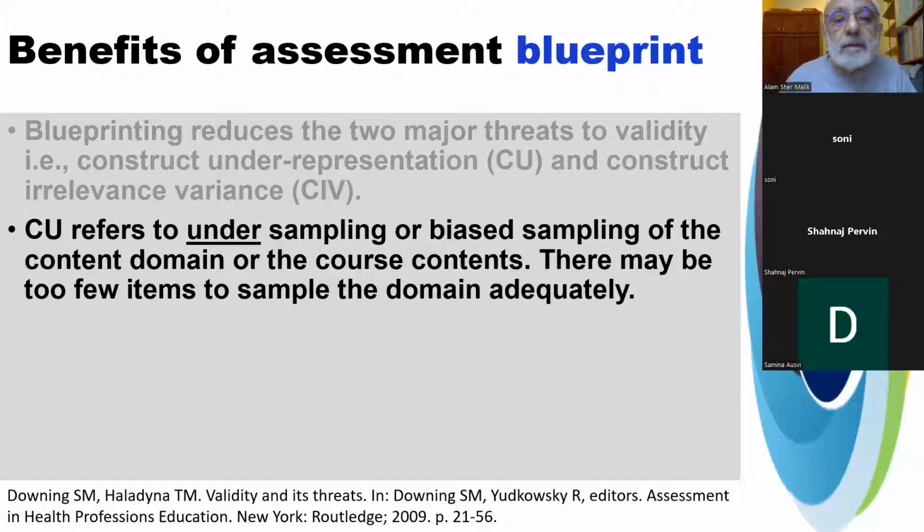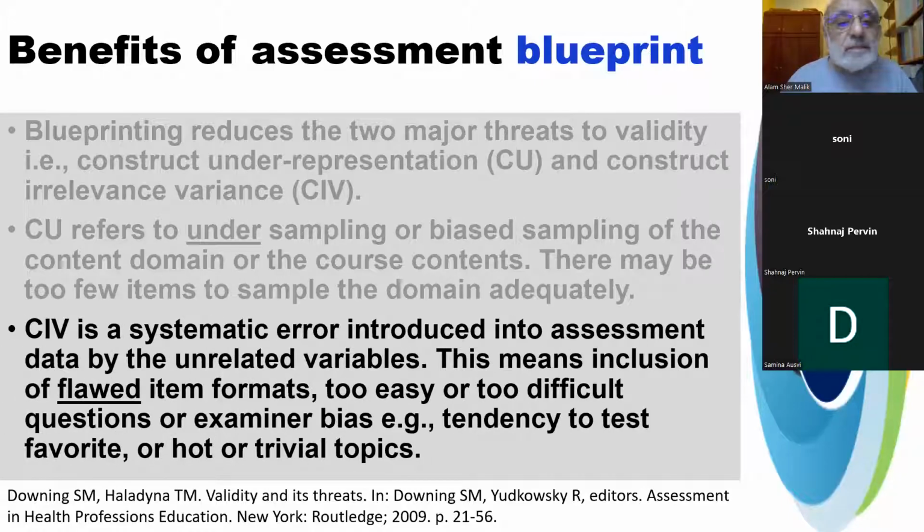of underrepresentation or overrepresentation. Similarly, the construct irrelevance variance is a systematic error introduced into assessment by unrelated variables. This means inclusion of flawed items or too easy or too difficult questions. Again, blueprinting can take care of this aspect very well.